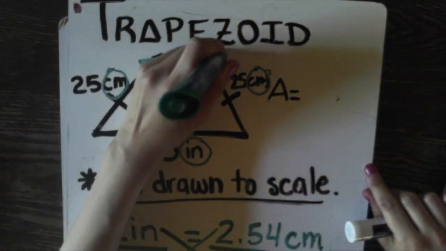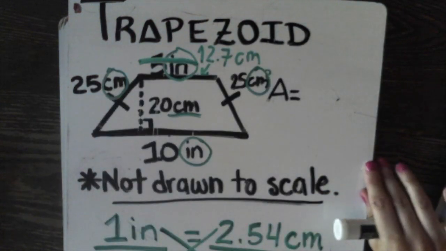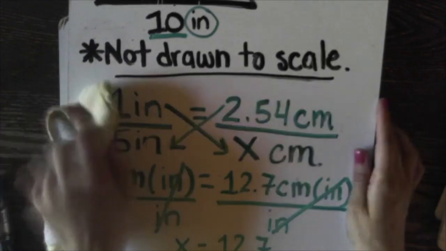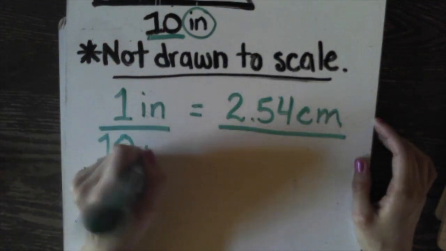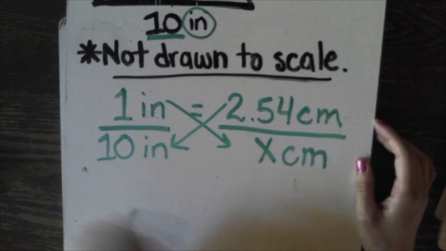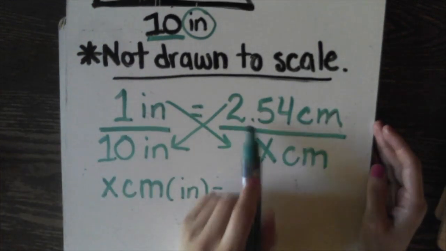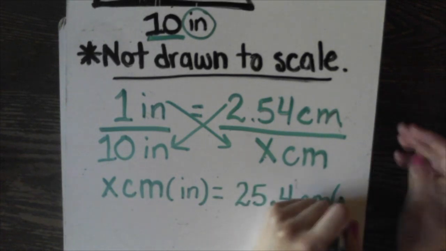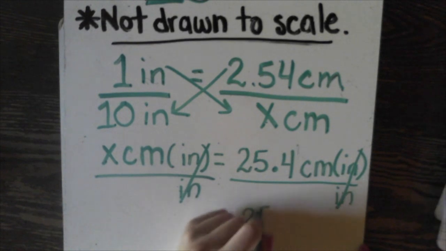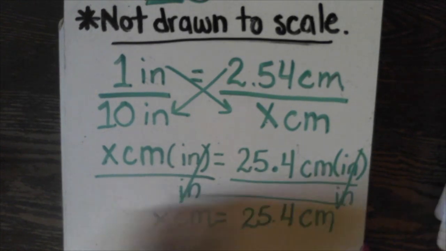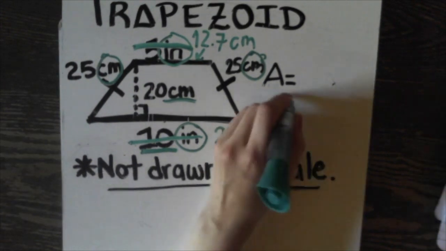We have one more value that is in inches, the 10. So let's go ahead and create a proportion for that. 1 inch is equal to 2.54 centimeters, and we are going to put 10 inches under the 1. Now we can say 1 times x is 1x, and 2.54 times 10 is 25.4. To cancel out the inches, we can divide them on both sides, and we are left with our answer in centimeters. So our second base, 10 inches, is 25.4 centimeters.